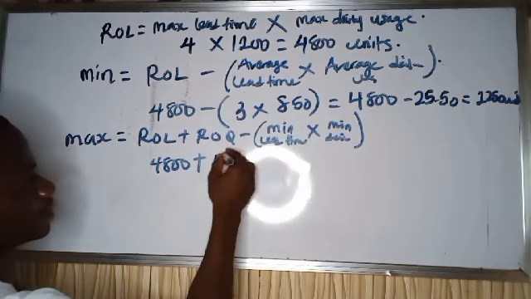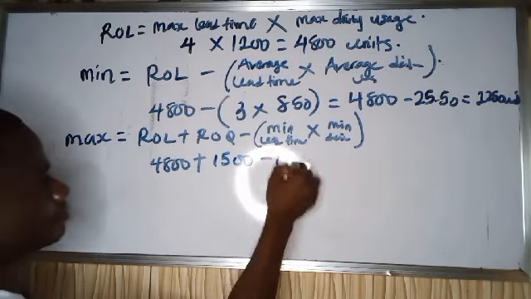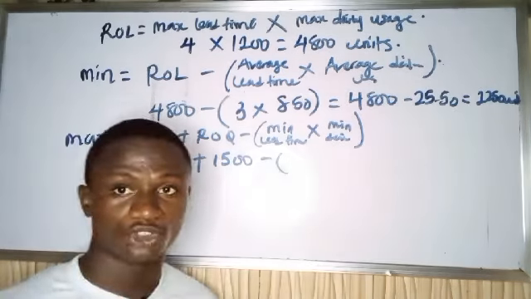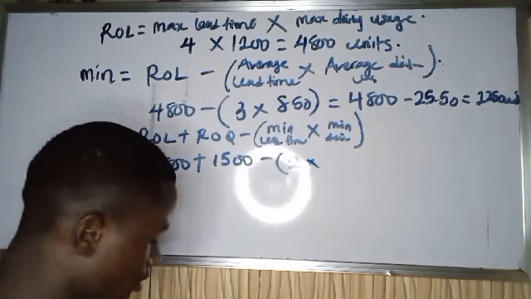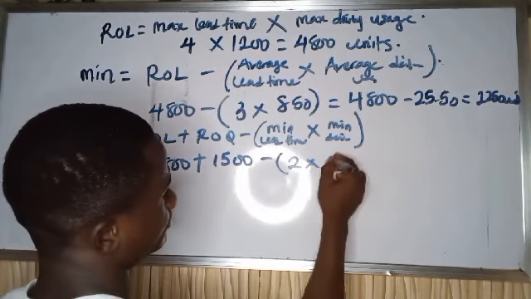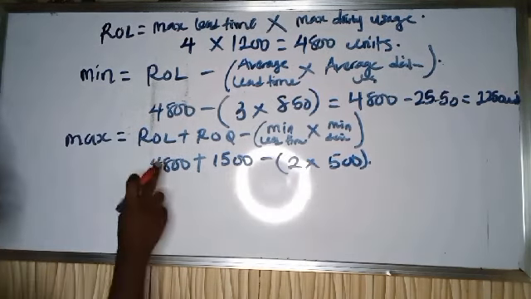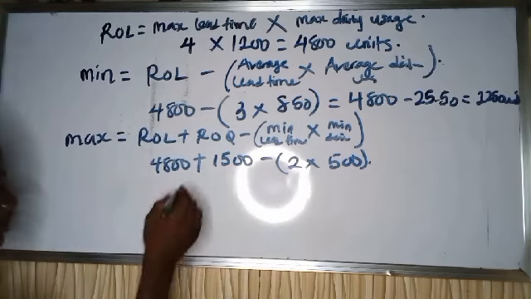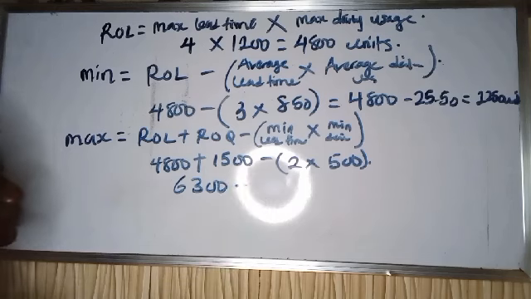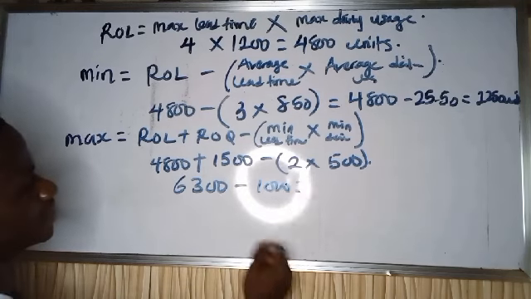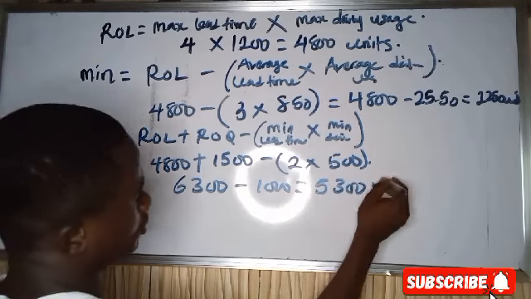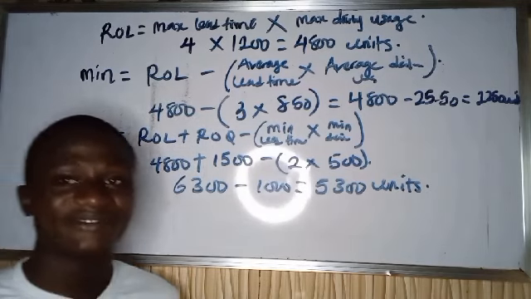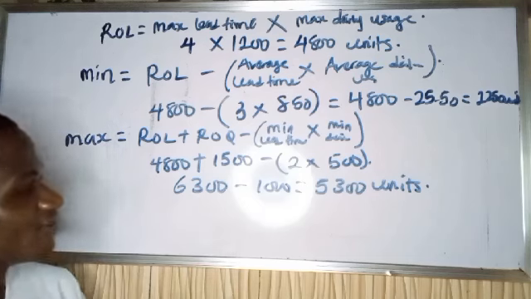So plus 1,500 minus minimum lead time. Our delivery period is between 2 to 4 weeks, so of course the minimum is 2. 2 times minimum daily usage, which is 500. So if you do the mathematics, 4,800 plus 1,500 will give us 6,300, minus 1,000, and that will give us 5,300 units. So this is our maximum, our inventory level should never ever exceed 5,300.